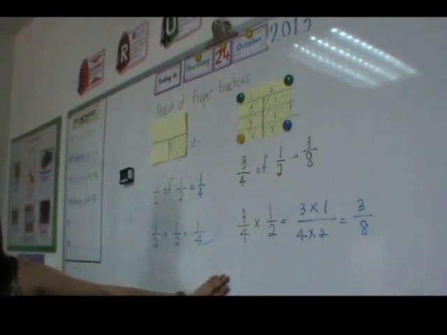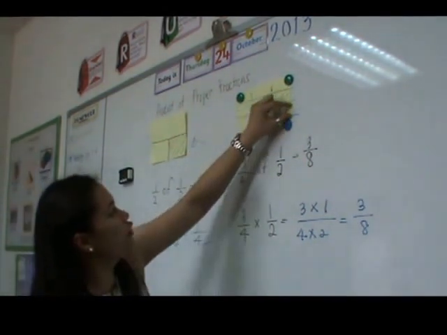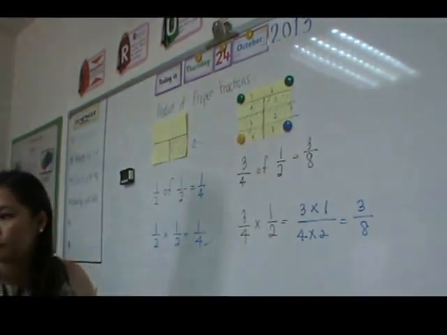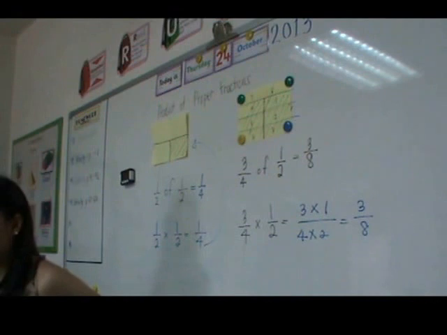Calista, which part you don't understand? You shade the 3 out of 4, right? 1, 2, 3. I shaded it like this. It doesn't matter, even though you did it like that, you just need to half each of the quarter. So we fold it like that. Yes, and it's the same thing.